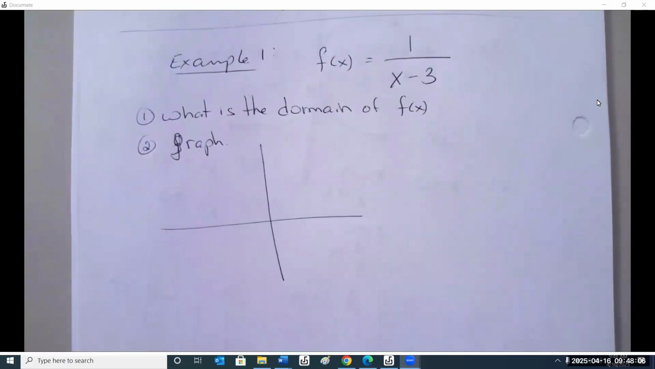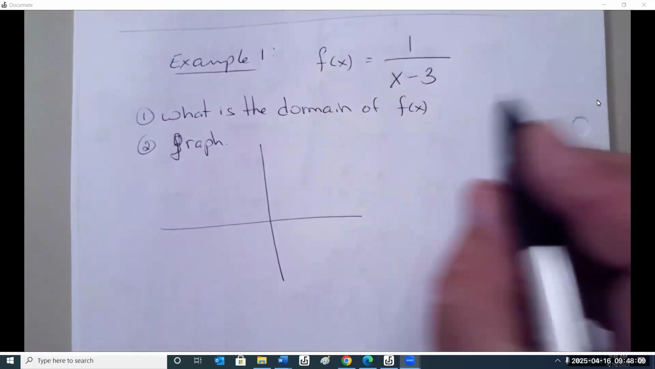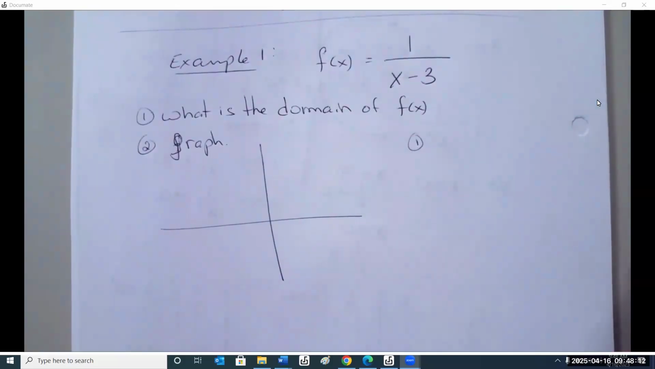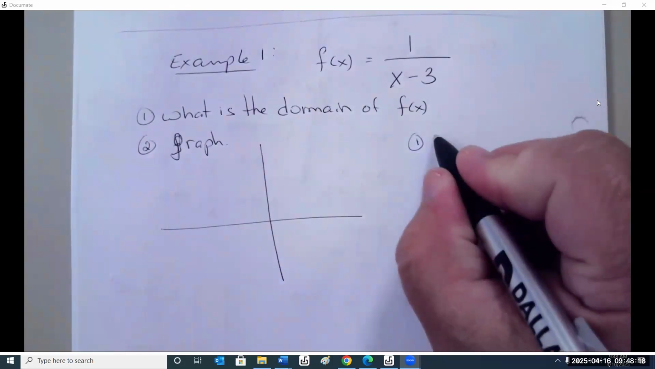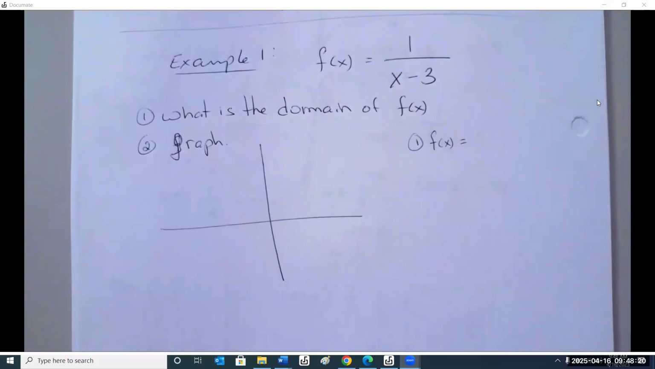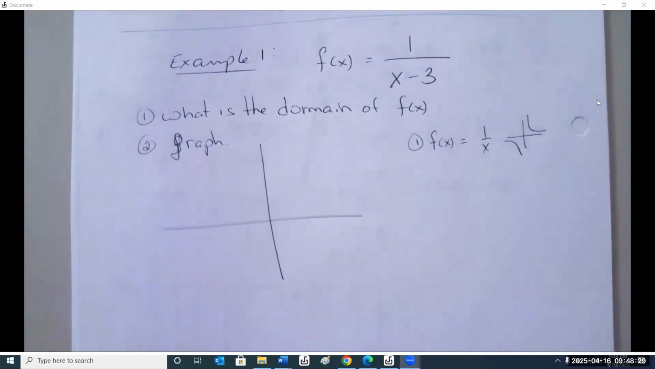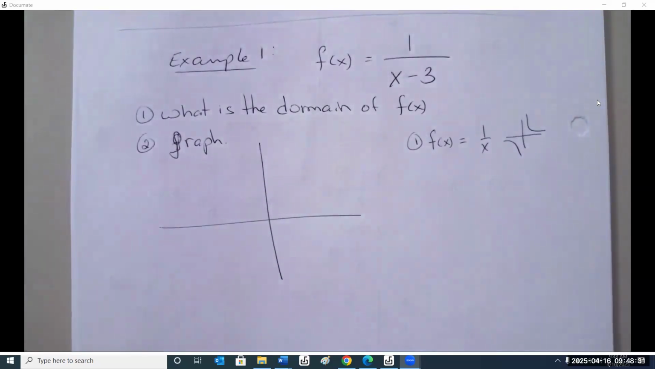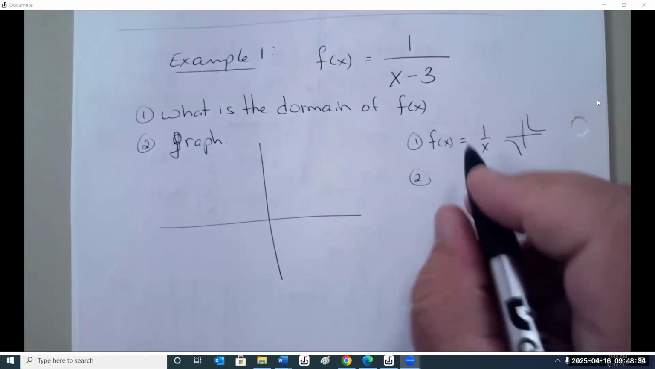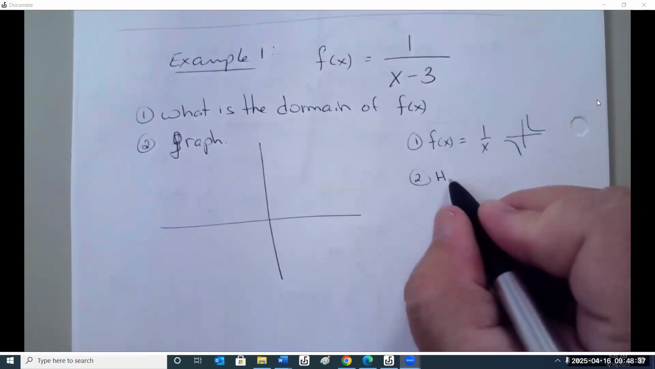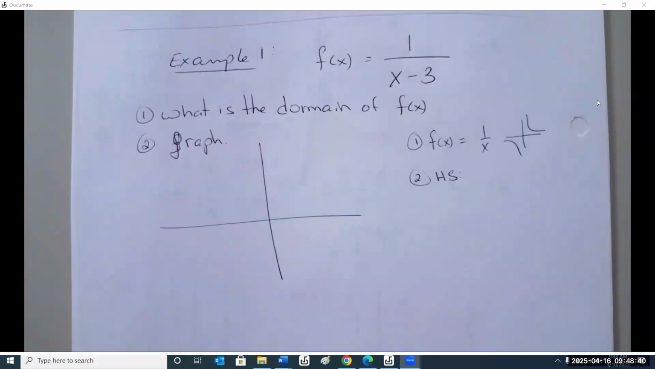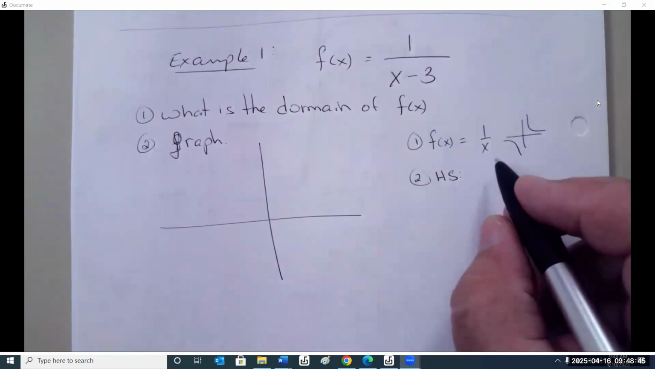Remember how we graphed functions? First, what is the function? From the library of functions, what function is this defining? 1 over x. Since it's 1 over x, we know the graph looks like this. Second step, is there a horizontal shift? How many spaces where?